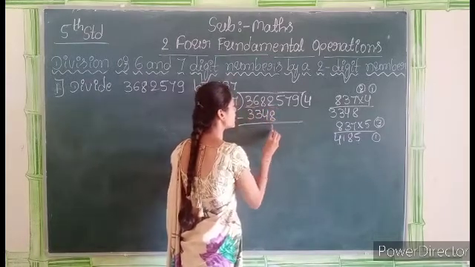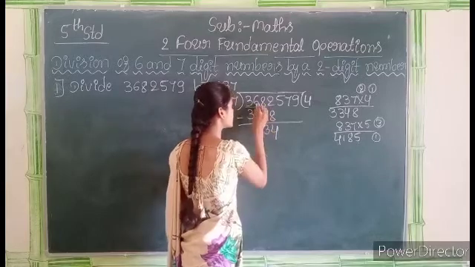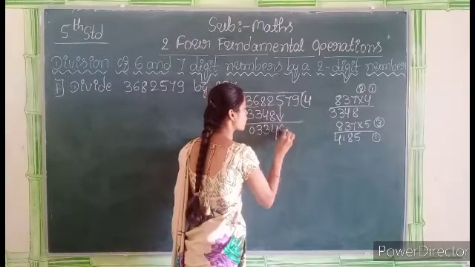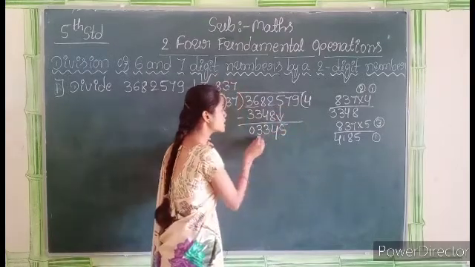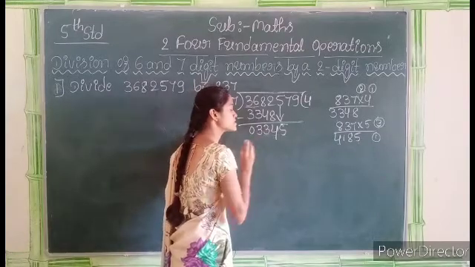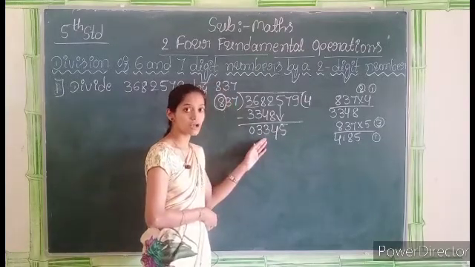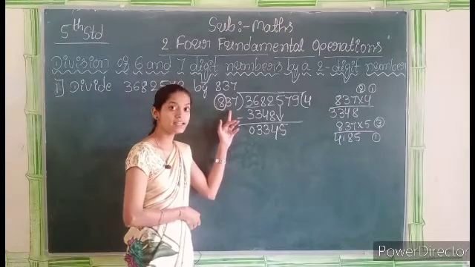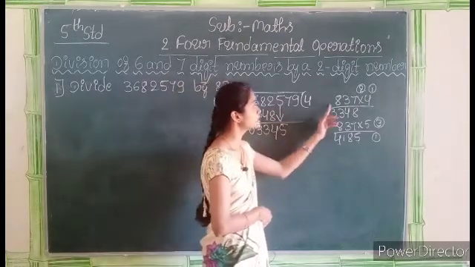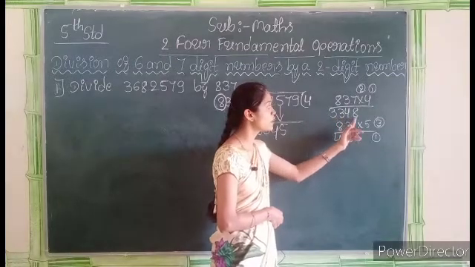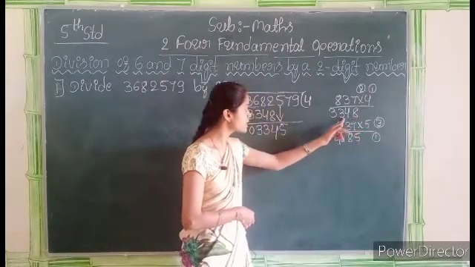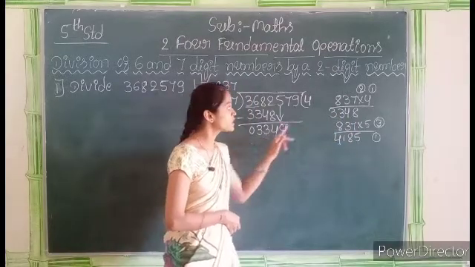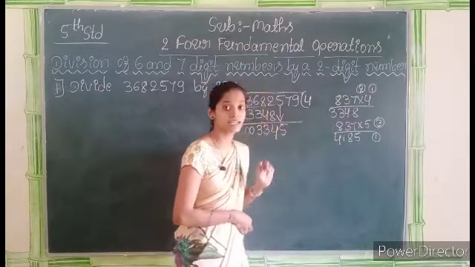3348. 12 minus 8, 4, 7 minus 4, 3, 6 minus 3, 3, 3 minus 3, 0. Now we have to bring down this 5. Now we have to consider 3345 as dividend. We have to find out which number is near or less than this 3345 in the table of 837. We know students, 837 4s are, that is 3348, right? But this 3348 is greater than this 3345. So that's why we have to check with 837 3s are.